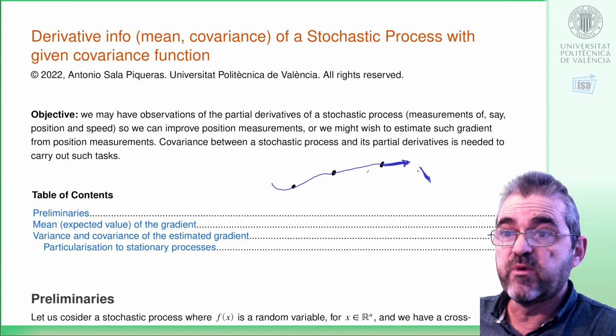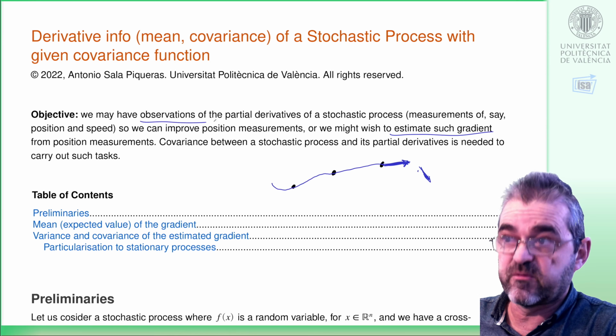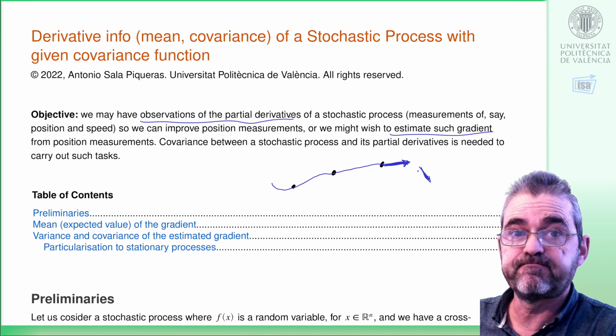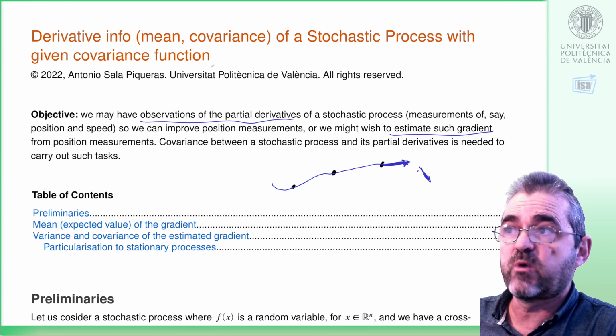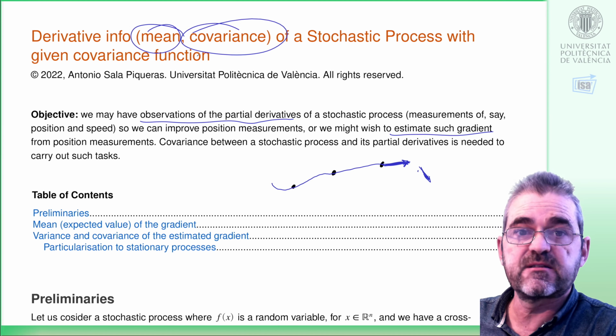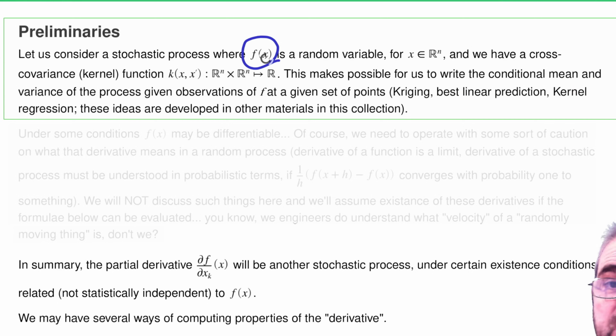So in a generic case, we may wish to estimate partial derivatives of a stochastic process, or we may have observations of those partial derivatives. Suitably combining this information in statistical formulas requires computing mean and covariance of these partial derivatives, which is the objective of this video. We will consider a stochastic process, some function of some input arguments, n-dimensional f(x), which is a random variable, so we know the covariance between those functions at different points x.